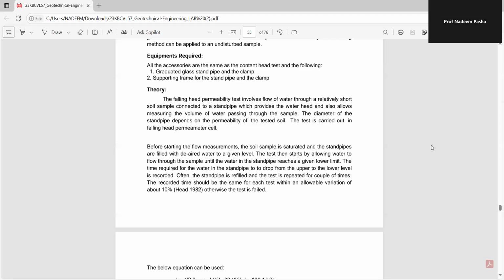Before starting the flow measurements, the soil sample is saturated and the standpipe is filled with de-aired water to a given level. The test then starts by allowing water to flow through the sample until the water in the standpipe reaches a given lower limit. The time required for the water level in the standpipe to drop is recorded. Often the standpipe is refilled and the test is repeated a couple of times. The recorded time should be the same for each test, within 10% variation. Otherwise, the test has failed.